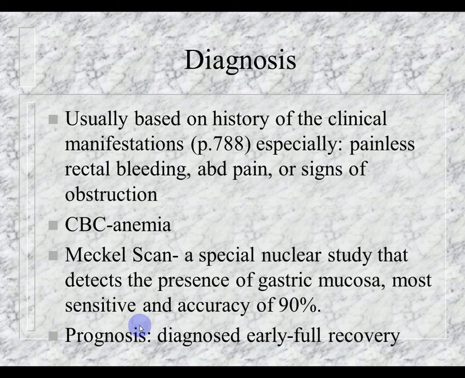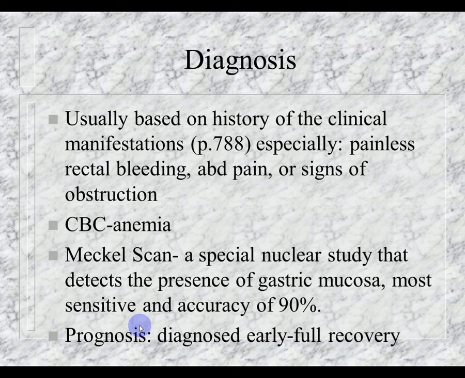As far as, again, they may have anemia from all the bleeding and irritation, so you want to check a CBC count. They can have a Meckel scan, which is a special nuclear scan that detects the presence of gastric mucosa. It's very sensitive and accurate in about 90% of the cases. Prognosis is good if diagnosed early, full recovery. But if untreated, up to 15% mortality rate, and that's because of the complications of the GI hemorrhage and the bowel obstruction that's occurring.